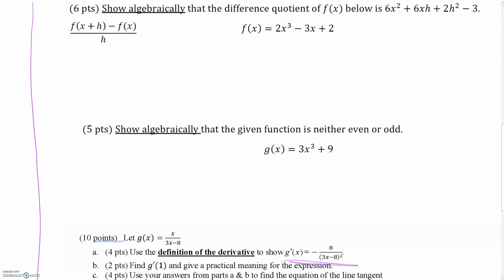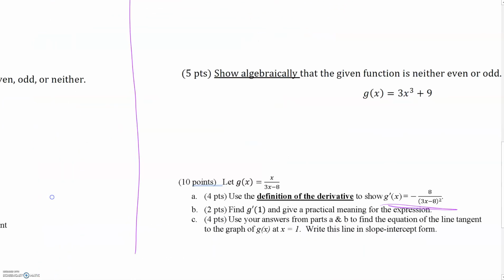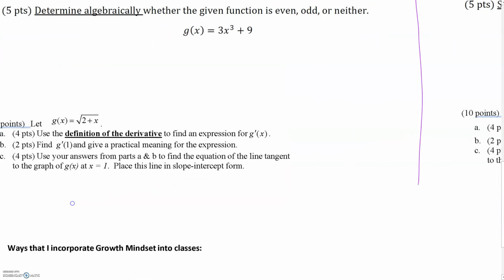Students would either hand in lots of eraser marks with no actual solution, or just leave it blank completely because they weren't sure. I've changed this again to show algebraically that the given function is neither even nor odd. So I'm giving them the answer, I'm telling them what they need to do, and the amount of work and effort that is put in is drastically improved. Again, trying to build confidence and improve perseverance and effort.